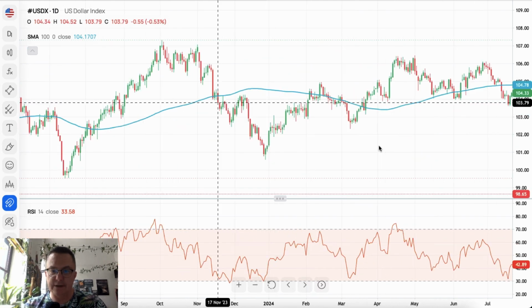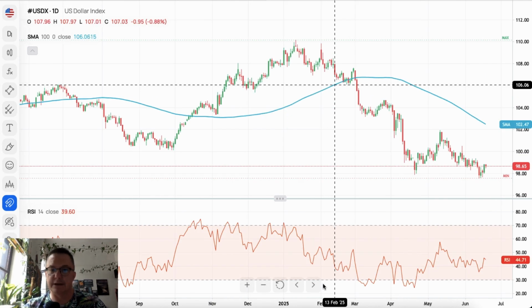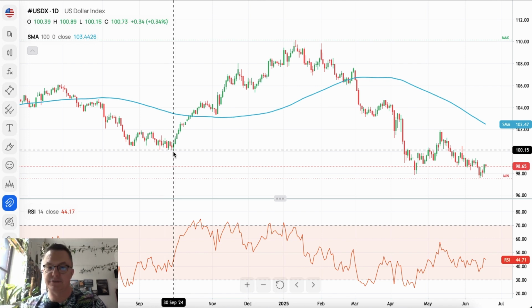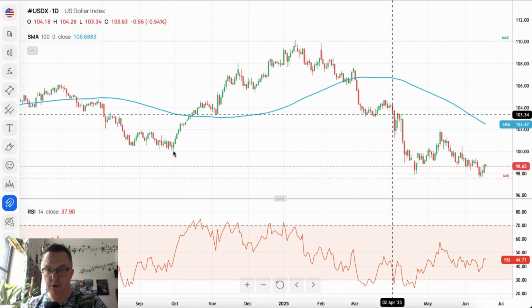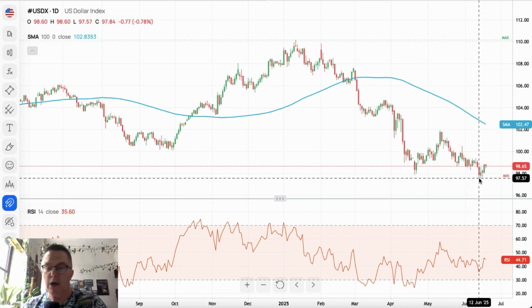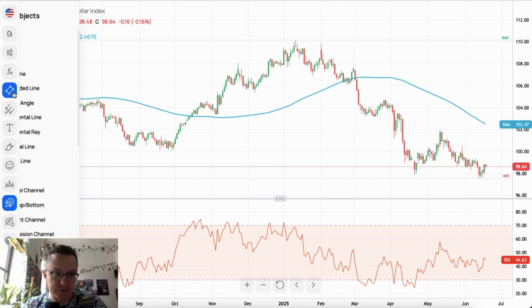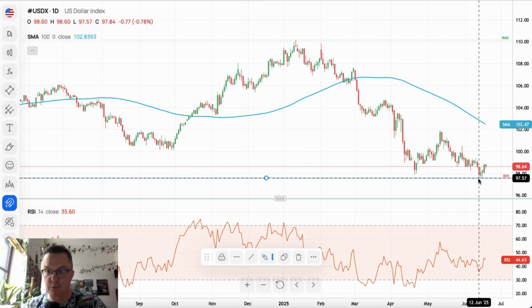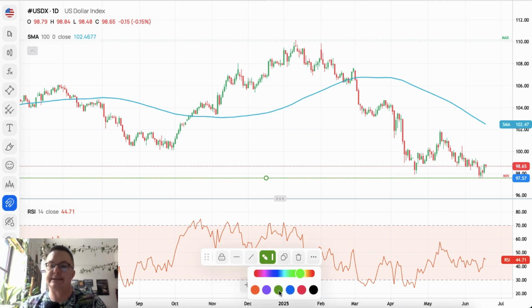So the first thing is, let me just move to the right. There you go. We are below the lows of 2024. That's very important. We got the 2024 low. This is the 2025 first low from April, and this is the recent low from June 12, 2025. So this is temporary technical support, swing low, very weak technical support, 97.50.